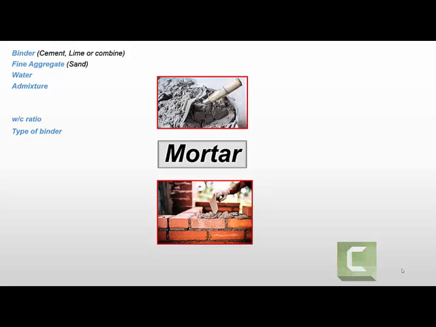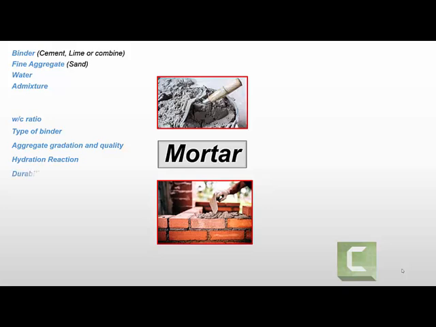Now, aggregate. If we use well graded aggregate, it decreases the voids between different elements. So it gives extra strength when we use aggregate with equal sizes. Hydration reaction: cement gives strength from hydration. So the hydration reaction also affects mortar strength and the durability factor.